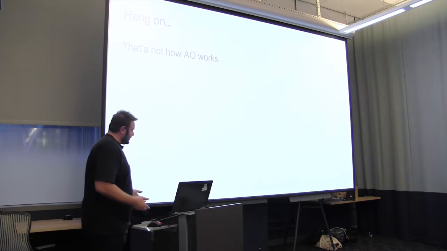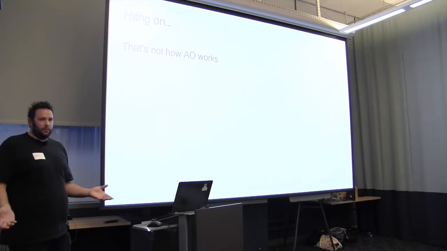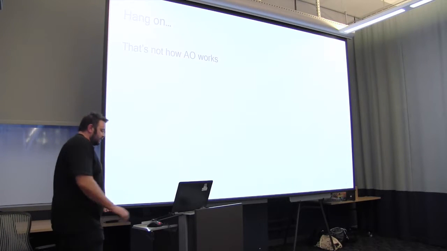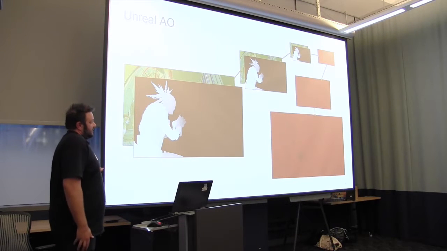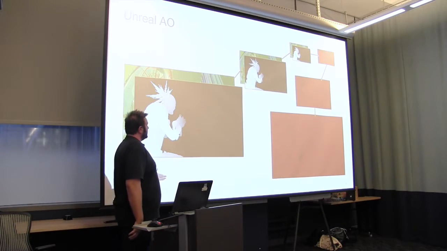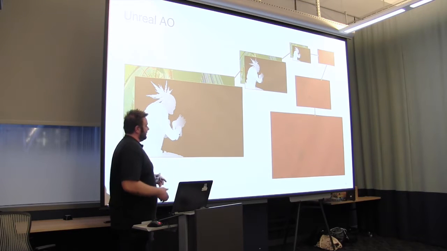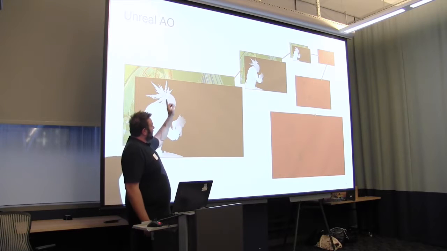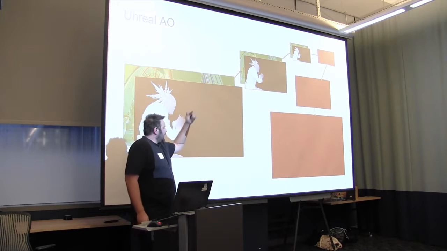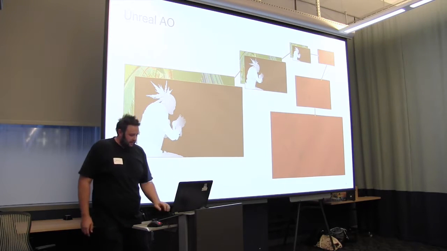So that's not actually how AO in Unreal Engine works, if you're familiar with it. It actually looks more like this. The AO process is actually quite slow, so you don't want to do it at full resolution because it's going to bring your frame rate to its knees. It actually downsamples both of these buffers twice before doing the AO, then upsamples it, and then applies it.